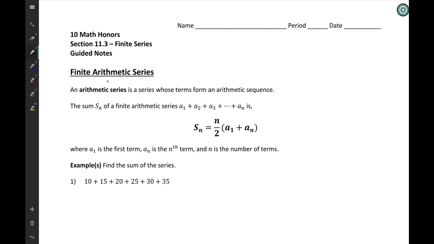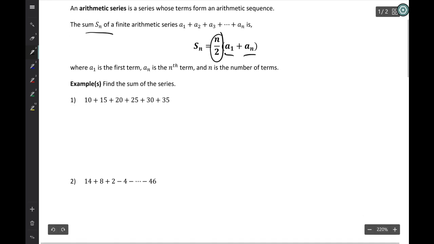So the sum S sub n of a finite arithmetic series, a sub 1 plus a sub 2 plus a sub 3, all the way up to the last term, a sub n, is the number of terms divided by 2 times the first term plus the last term. Where a sub 1 is the first term, a sub n is the nth term, and n is the number of terms, like I said. All right, let's go through and do some examples.